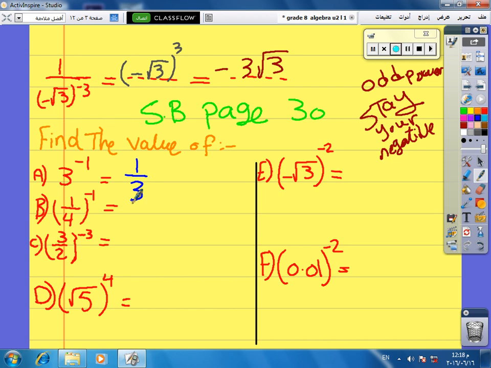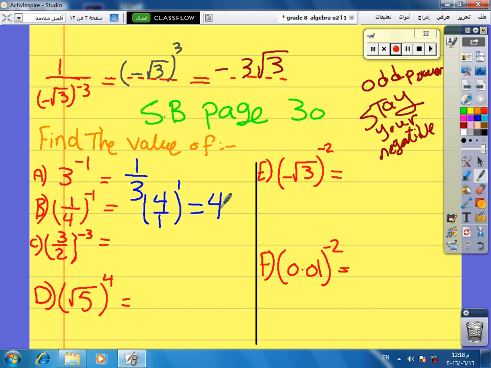Another one, 1 over 4, all power negative 1. To remove my negative power, I will make the fraction flip. Flip your fraction to become 4 over 1, all power 1. You can write 1 or not. So it will be 4.